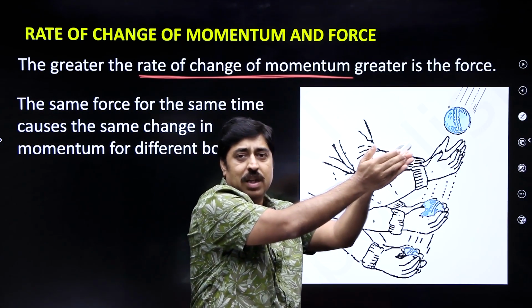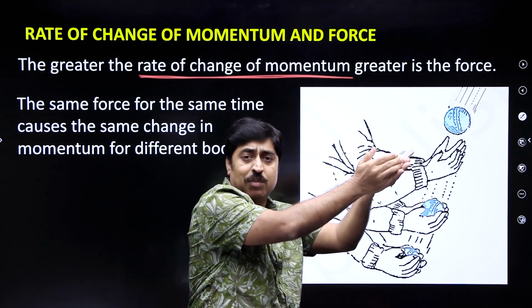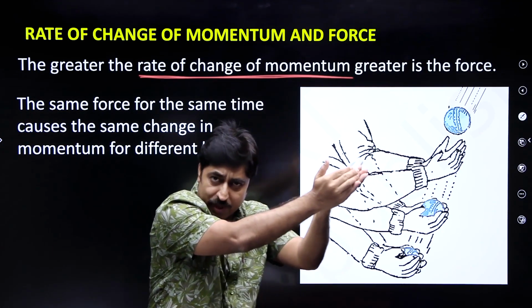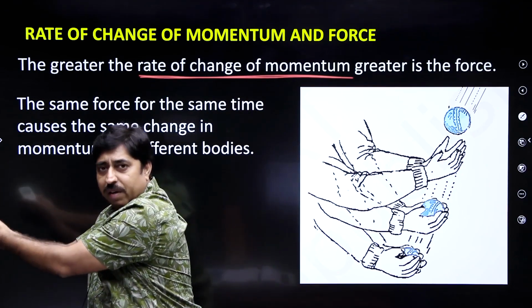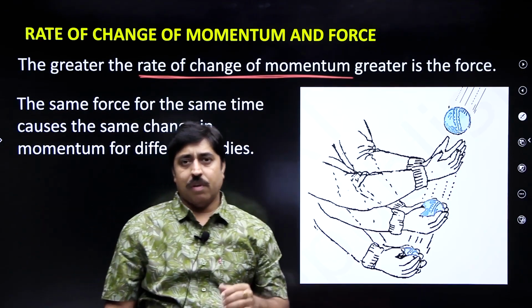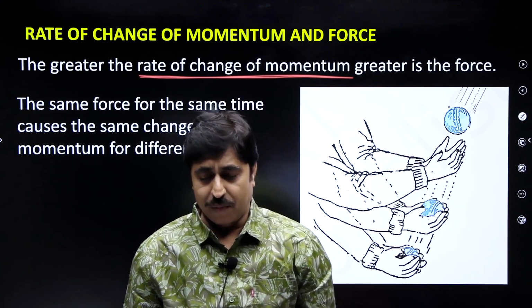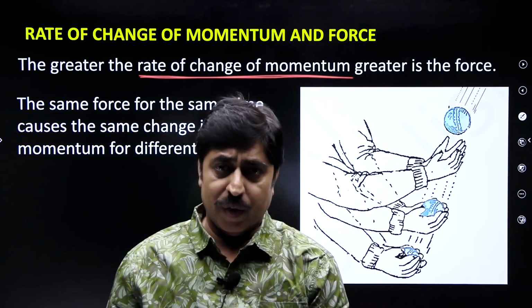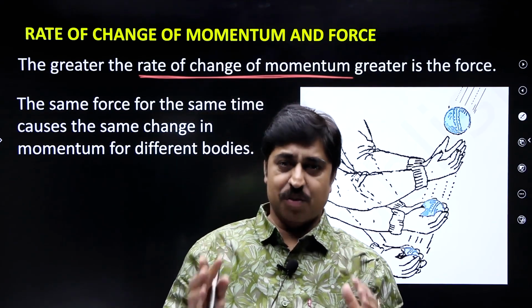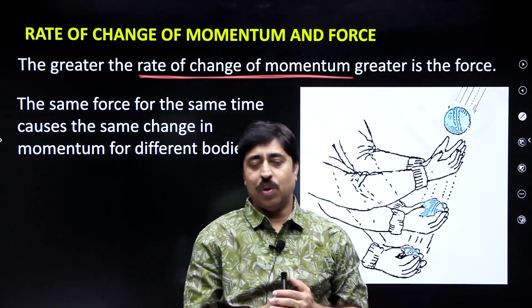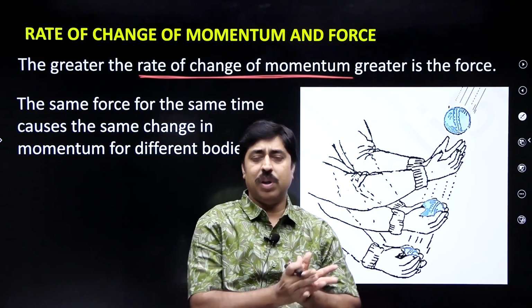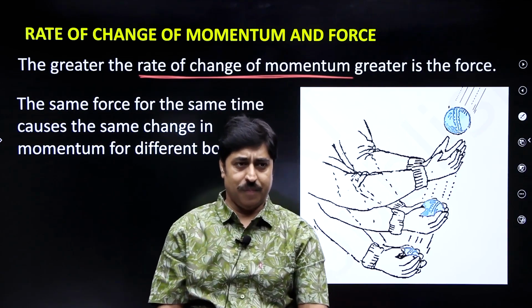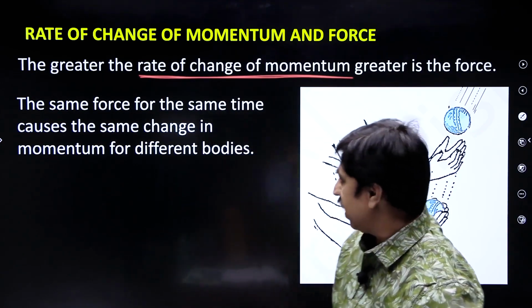So, what I am doing is, I am not trying to make its momentum 0 abruptly. I am giving it some time, and now finally the momentum is 0. So, when I am allowing some time, the rate of change of momentum is not that high, it is small, and therefore, the force applied by my palm on the ball is also small. So I hope all of you do understand this.